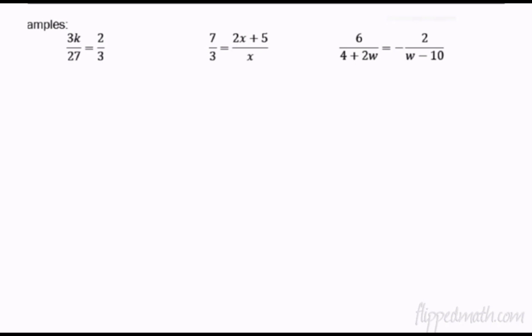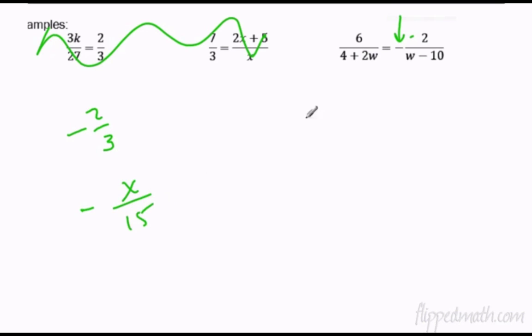Alright, now this one looks a little bit more complicated. One of the reasons I picked this problem is because, look, see this little negative right there? A lot of students get confused by what to do with that negative. So if you have a negative in front of a fraction, like negative 2/3 or negative x over 15, or in this case, negative 2 over w minus 10, whenever you have a negative, just put it in the top. You can put it in the top or you can put it in the bottom, to tell you the truth. You just can't put it in both.